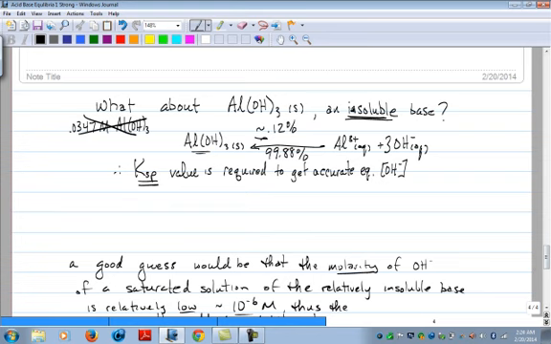Again, we can get a much more accurate quantitative calculation once you're given a Ksp value and you understand sparingly soluble ionic compound equilibria.